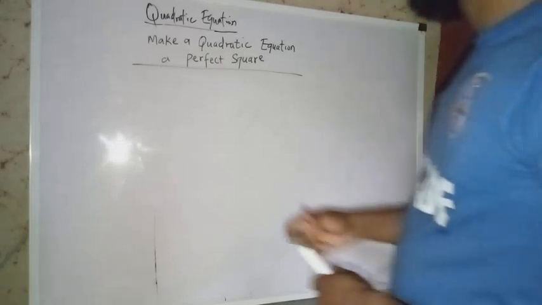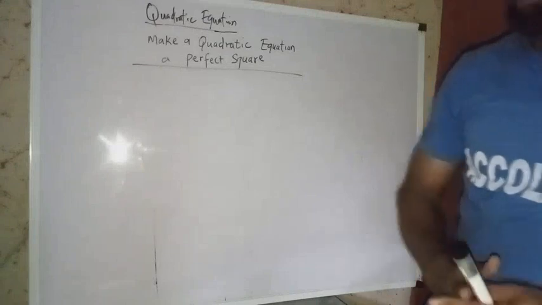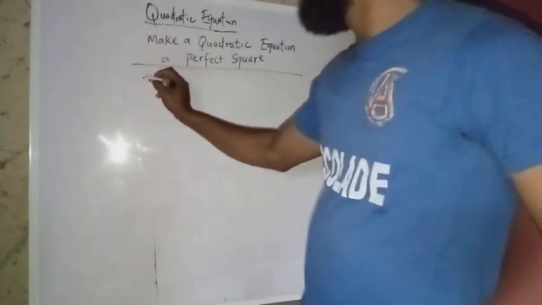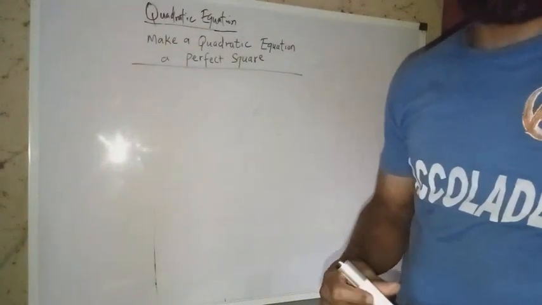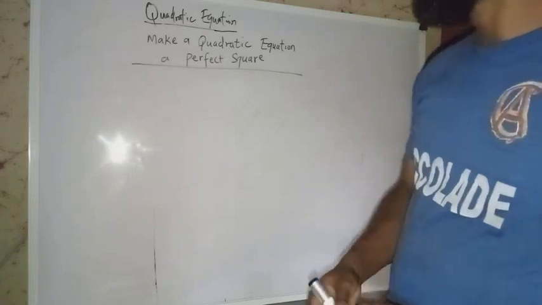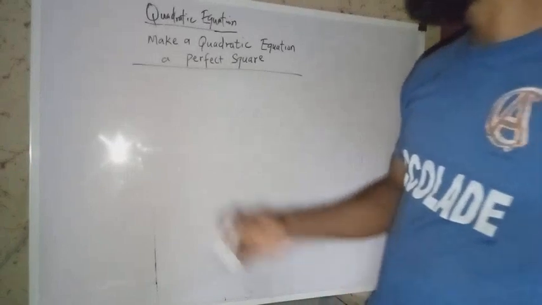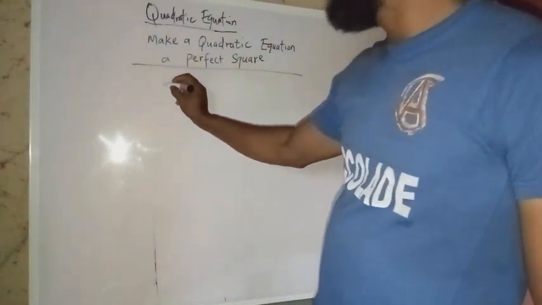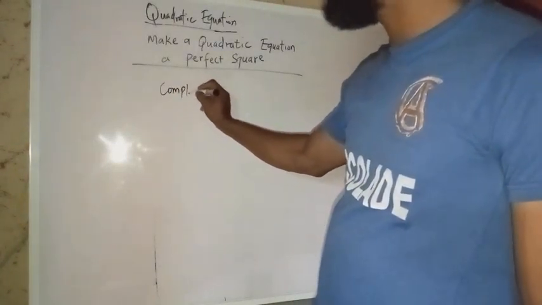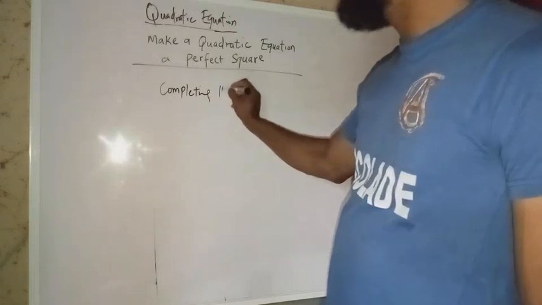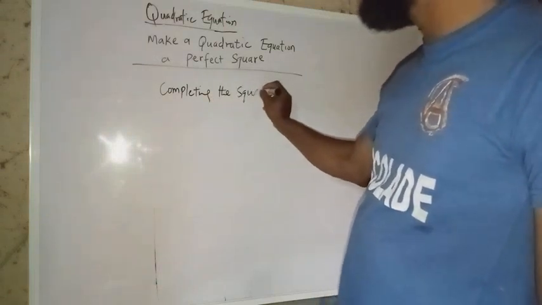Okay, guys. So the next method of solving quadratic equation, like I mentioned, we have done some work on factorization method. So the next method of solving quadratic equation that I mentioned before is completing the square. Completing the square. Yes, I mentioned this.